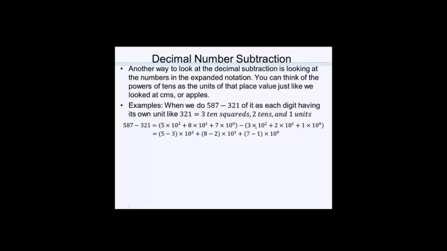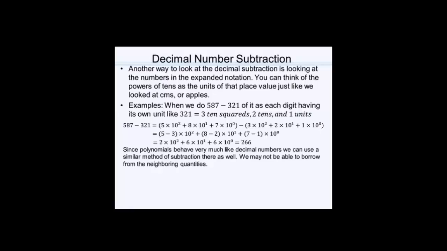We can do 5 minus 3 times 100, 8 minus 2 times 10, 7 minus 1 times 1. So we're basically doing the same units again and doing subtraction of the same units. You're taking the units place, tens place, hundreds place, and then performing the subtraction, giving you 266 as your answer.